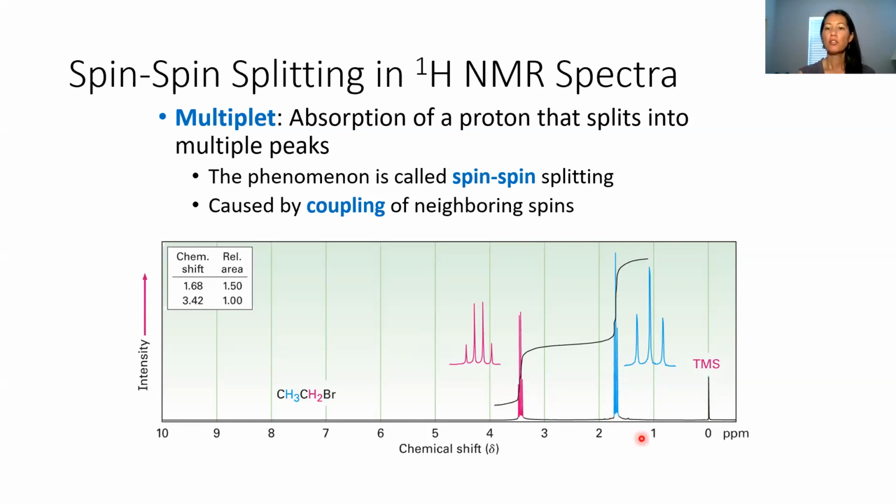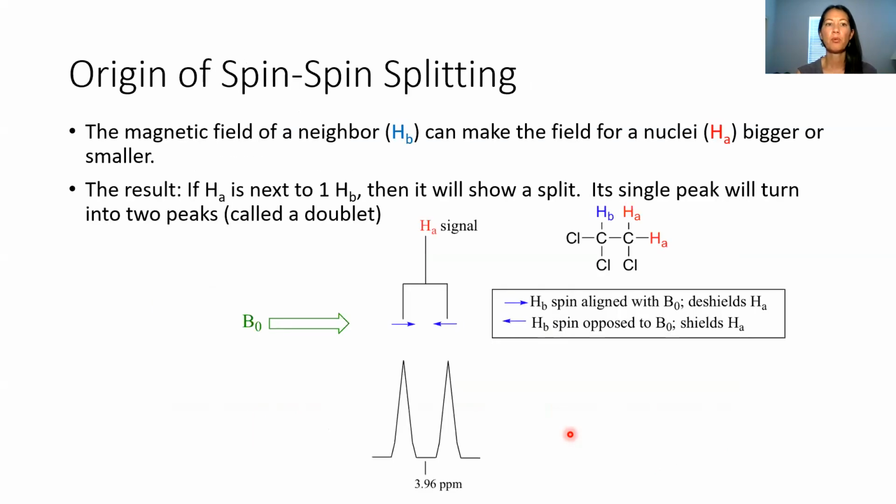So just start noticing certain patterns. This is an ethyl group. A methyl will be further upfield, and you will see it as a triplet because it's split by the 2 H's on the ethyl group, to give you a quartet here. Okay, so we call this spin-spin splitting, and it's caused by coupling of the neighboring spins.